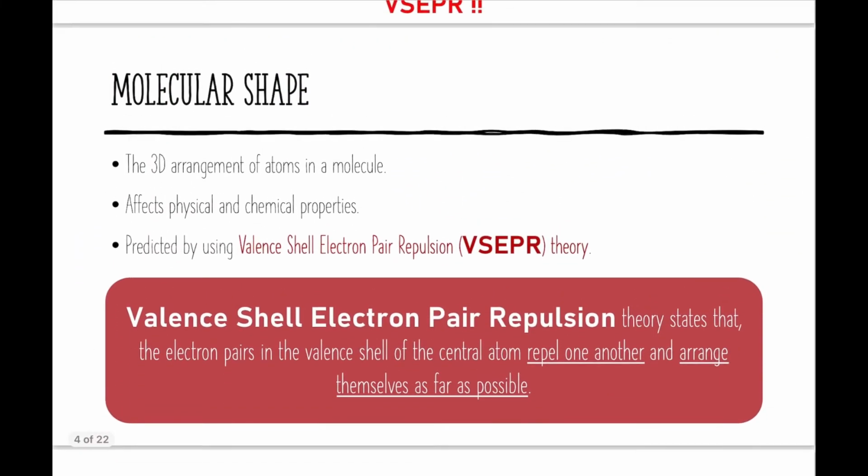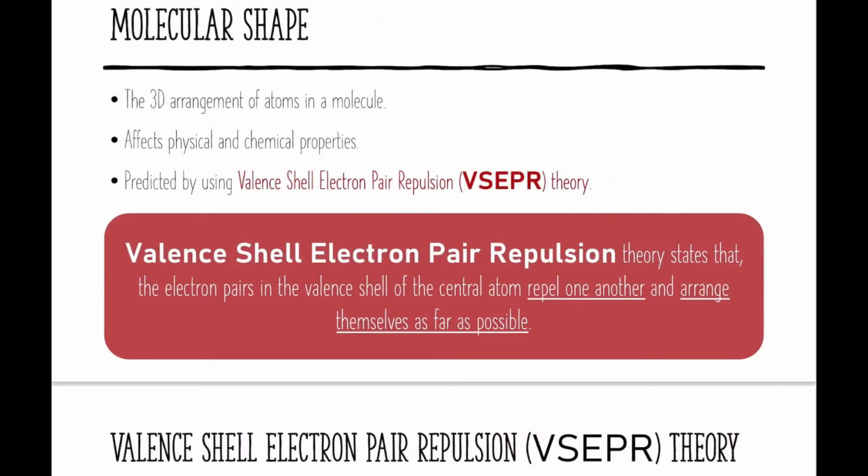Molecular shape. Molecular shape is a three-dimensional arrangement of atoms in a molecule. It will affect the physical and chemical properties. The molecular shape is predicted by using valence shell electron pair repulsion theory, or VSEPR theory. VSEPR theory states that the electron pairs in the valence shell of the central atom repel one another and arrange themselves as far as possible.